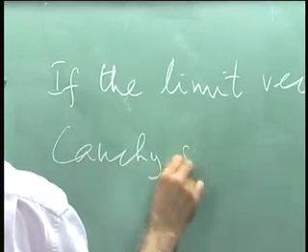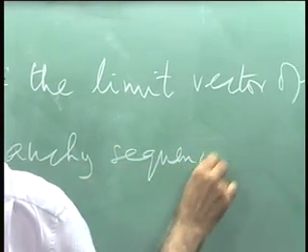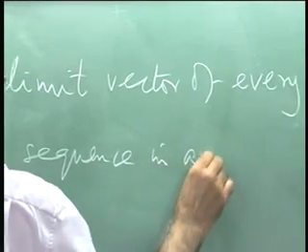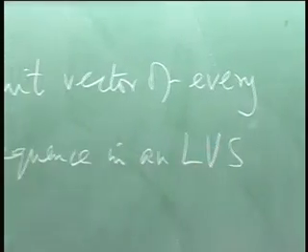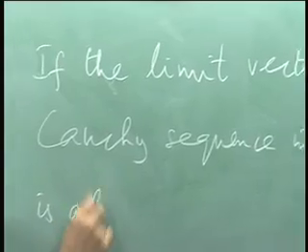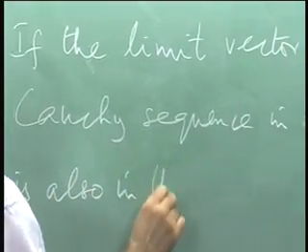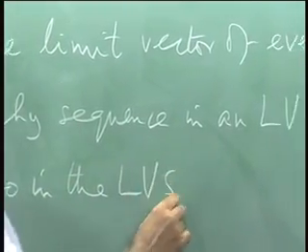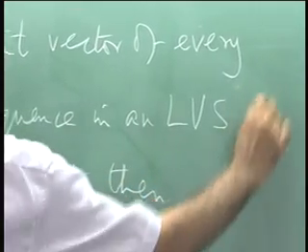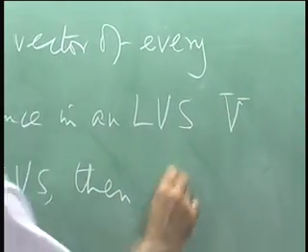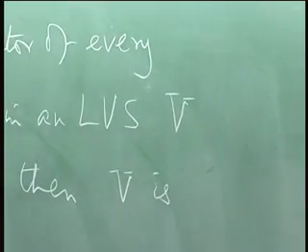If the limit point of every Cauchy sequence in a linear vector space is also in the linear vector space, then V is complete.